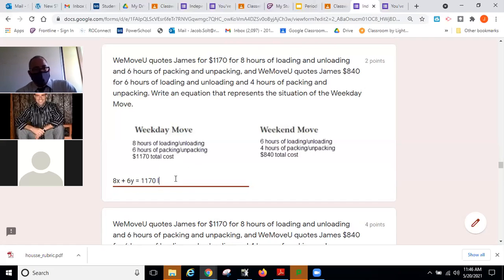If you want to already get going and put this in terms of y, you can begin thinking, if I subtract 8x from both sides of the equation, I would have 6y on one side. I'd get rid of the 8x and have negative 8x on the other side, plus 1,170. And then I'd divide by 6 on both sides, which gets rid of the 6 here, which makes this 8 divided by 6, which makes this 1,170 divided by 6.